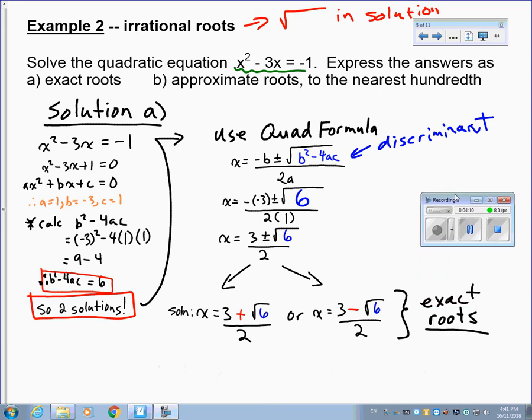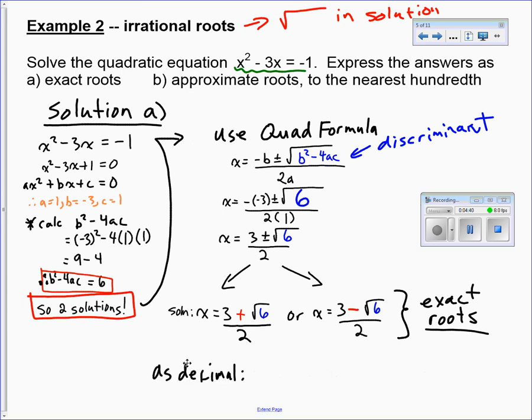Now, once we've done that, it says, let's approximate the roots to the nearest hundredth. So basically, if we look at these solutions that we have here, these don't really make any sense to us as human beings. So what we're going to do is calculate the top of the fraction first. Just calculate 3 plus root 6. Hit equals. And then divide whatever you get by 2, and you end up with, as a decimal, x is equal to 2.72 for the first one.